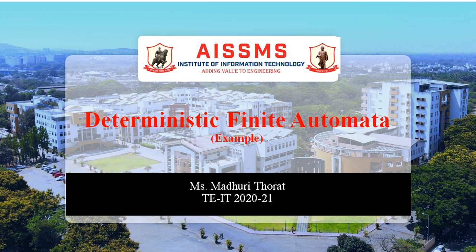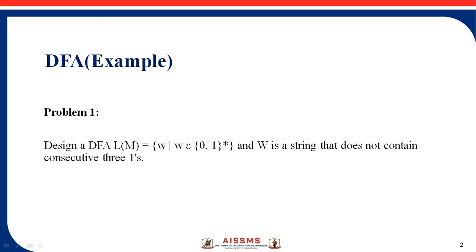Today I am going to explain how to solve a DFA problem. The problem statement is: design a DFA over an alphabet {0,1} which accepts a string W that does not contain three consecutive ones. It means the language can't accept a string which has three consecutive ones.